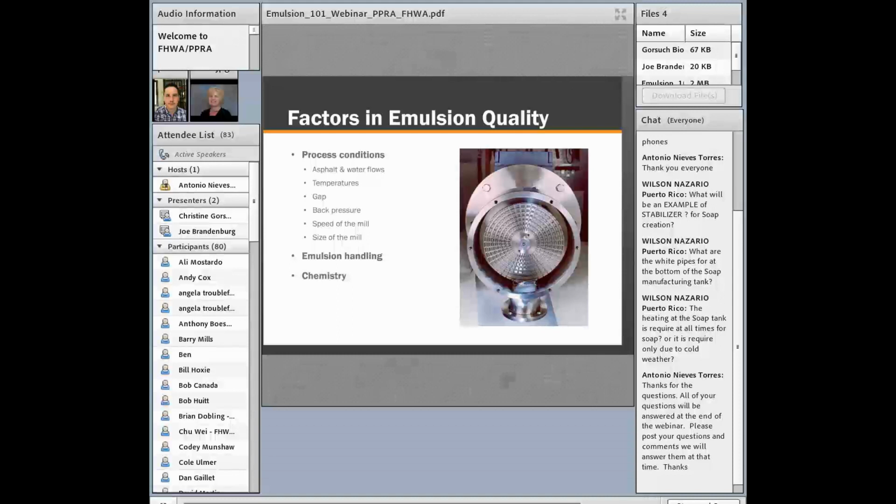There are some factors that affect emulsion quality. We have asphalt and water flows, like your process conditions. The one thing to keep in mind is that you never want to starve your mill. And what I mean by starving, if your mill is meant for, say, 20 tons per hour, you should really feed it around 20 tons per hour, because if you starve it, the mill will begin to cavitate, and you can hear it pulse.